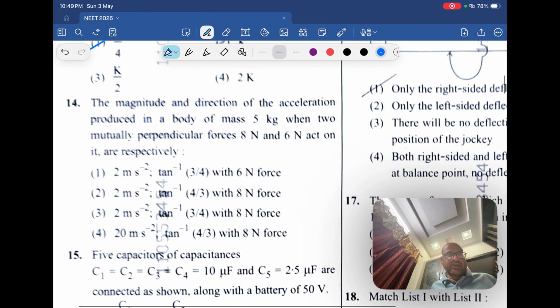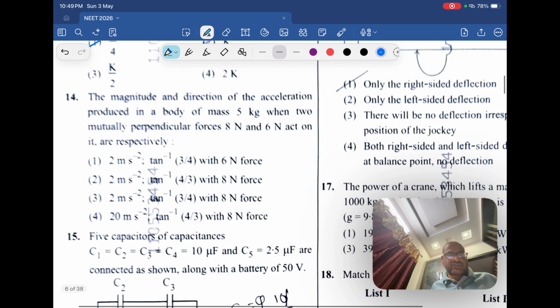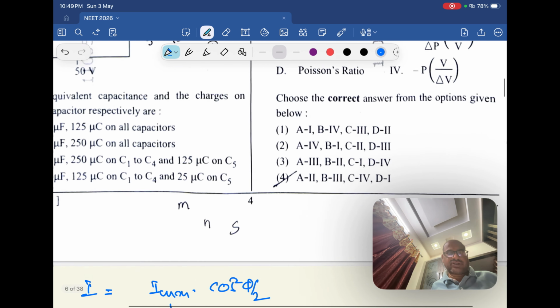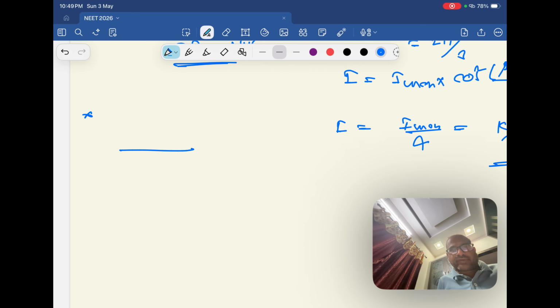Next you see here, magnitude and direction of the acceleration produced in a body of mass 5 kg when two mutually perpendicular forces 8 and 6 Newton act on it respectively. Direction and magnitude is asked. Okay, let us draw the diagram now. So if you see this question, one force is 8 Newton and the other is 6 Newton. These two are perpendicular.